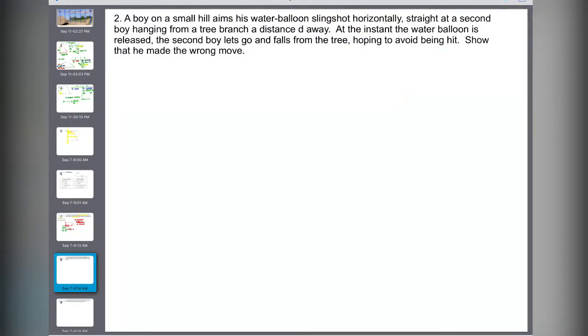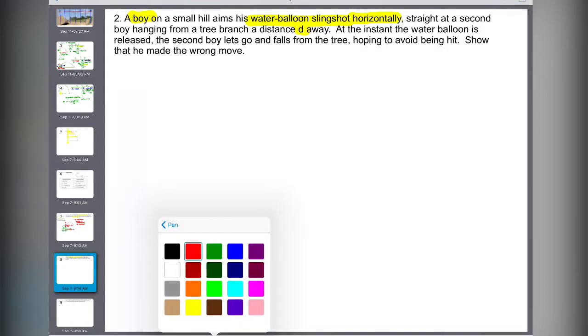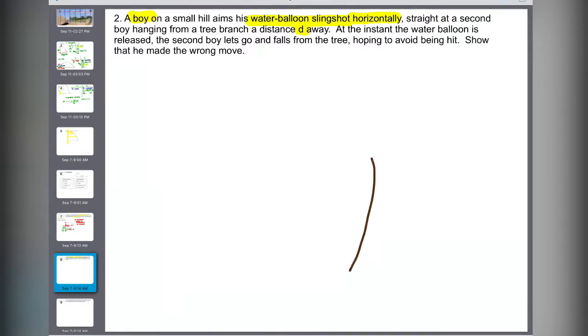Number 2, a boy on a small hill aims a water balloon. So I got a boy, he's aiming his water balloon slingshot horizontally straight at a second boy from a tree branch a distance D away. Alright, so we got a tree and some branch here.